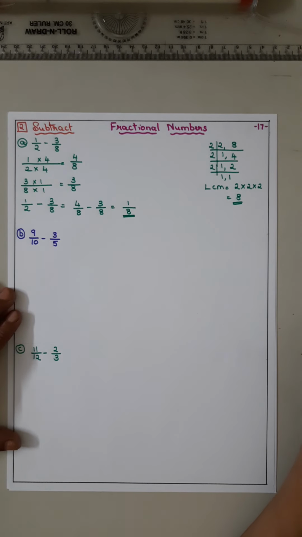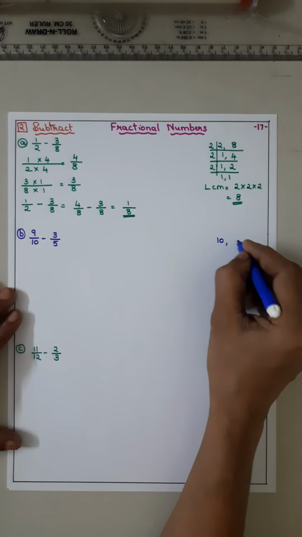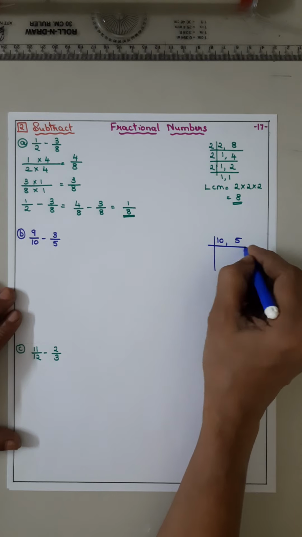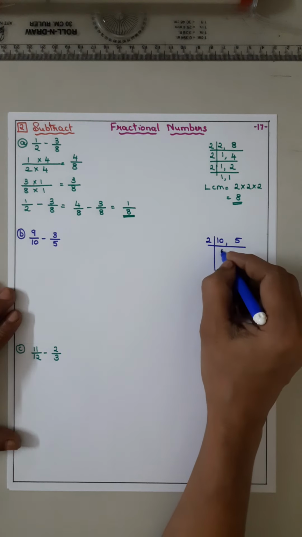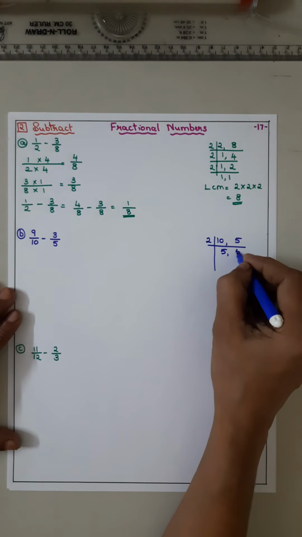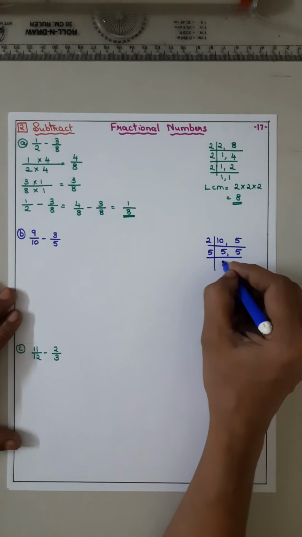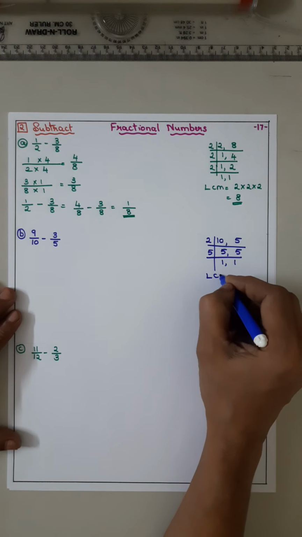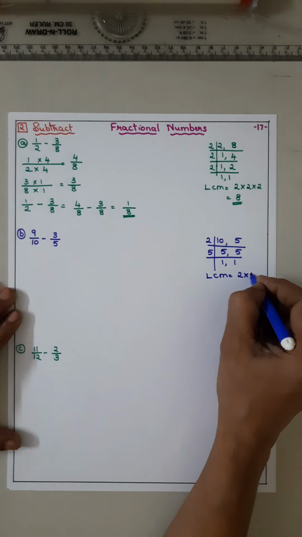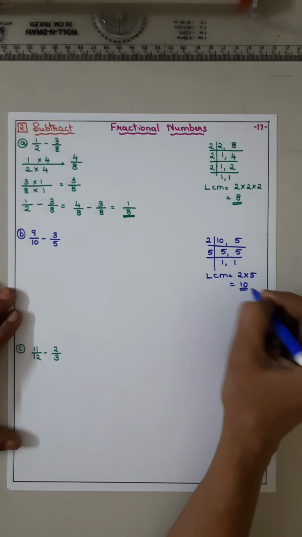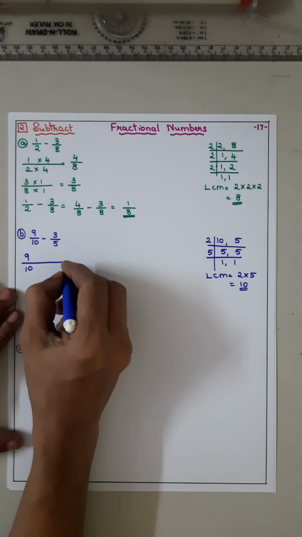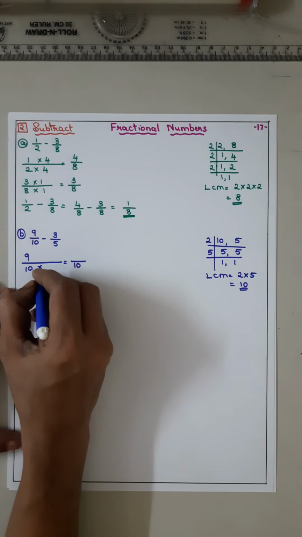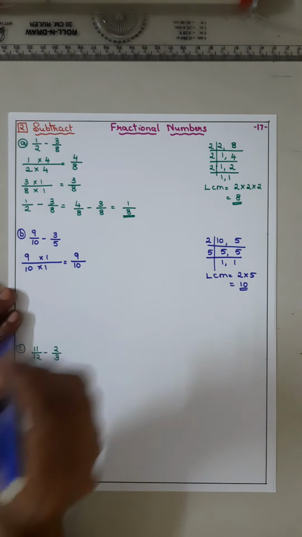Now the next sum is 9 by 10 minus 3 by 5. So write 10 and 5. 10 is an even number. Start with 2. 2 fives are 10, and 5 as it is. Now 5, 5 ones are 5, 1 ones are 1. LCM is equal to 2 into 5, 2 fives are 10. Now 9 by 10, denominator to convert to 10. Already it is there, so 1 ones are.